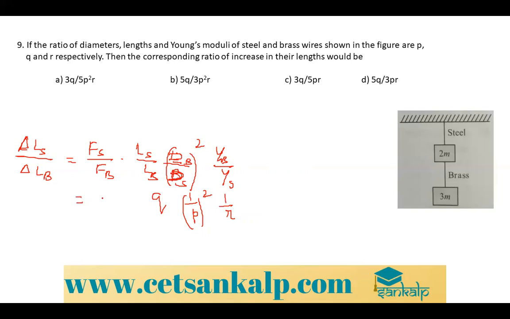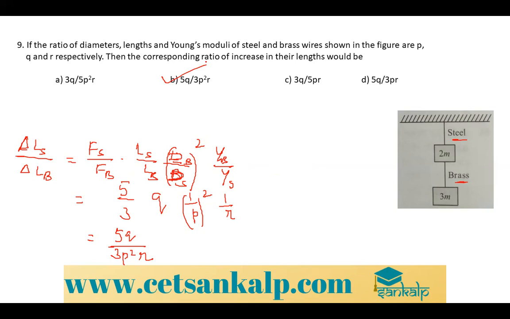Fs means the two get added. Look here, steel is on top and brass is below. So since steel is on top, these two get added. It is 5 divided by 3, only brass is 3. So your final answer will be 5Q divided by 3P square R. So option B is the right answer.